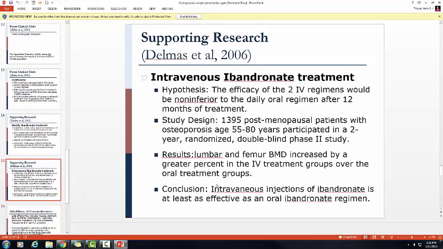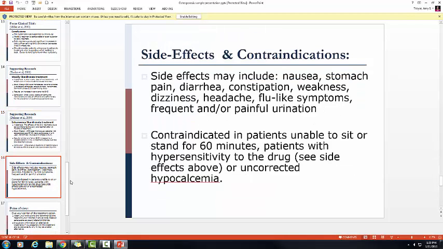So here's the second supporting research. Now, if one of the studies actually refutes your original one, that's fine. You can say that this is a refuting research, and that's okay. I'm okay with that. Just make sure you go through the details. Here's the hypothesis, here's the study design, here are the results, and here's the conclusion. All right, and then you will have side effects and contraindications.